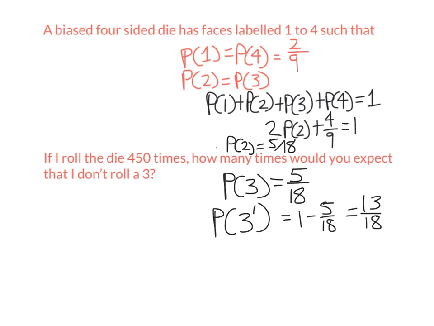So if I roll a die 450 times, I would expect the number of times I don't get a 3 is 13 over 18 times 450. And that just equals 325. That's the number of times I expect I'd get either a 1, a 2, or a 4. So the reason this works is because this number 13 over 18 is what we call theoretical probability. So it's saying theoretically, if I were to roll this die heaps of times, I expect that I will get a 3 5/18ths of the time. Every 18 times I roll it, I would expect that I would roll a 3 five times.